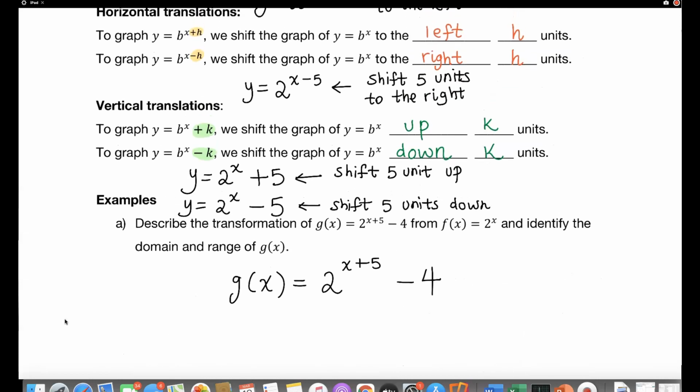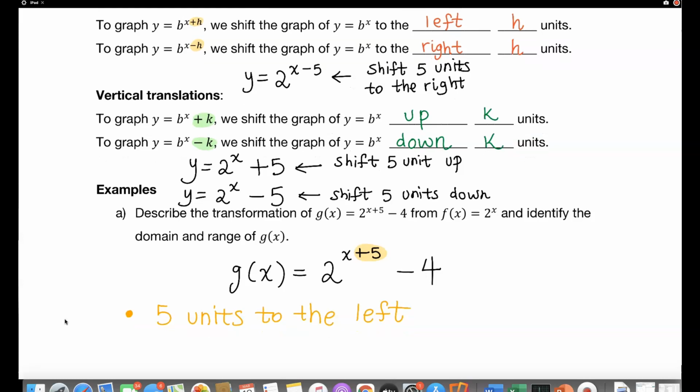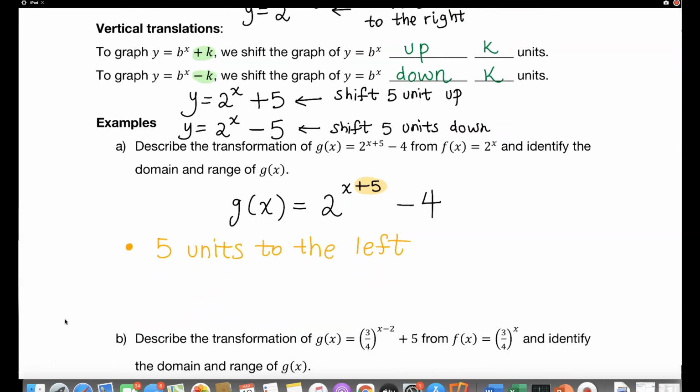That plus 5 shifted the graph 5 units to the, look, it was adding, so left. First of all, this graph is getting shifted 5 units to the left. Now, what's that minus 4 going to do? This subtracting 4 will shift the graph down 4 units. So we describe the transformation.